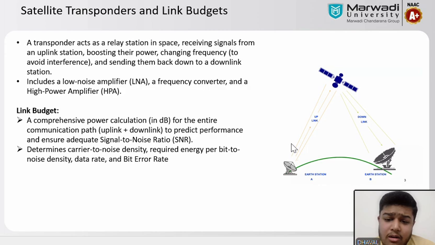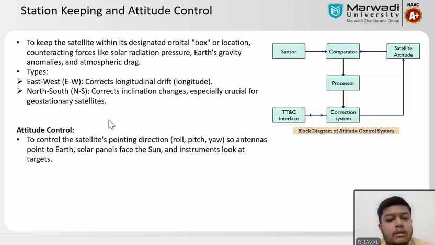What is link budget? A comprehensive power calculation for the entire communication path, that is uplink plus downlink, to predict performance. It determines carrier to noise density, required energy per bit to noise density, data rate, and bit error rate. Next is attitude control and station keeping. Station keeping keeps the satellite within the designated orbital box or location, against effects like solar radiation pressure and Earth's gravity anomalies. There are two types: east-west and north-south. East-west corrects longitudinal drift, and north-south corrects inclination changes.